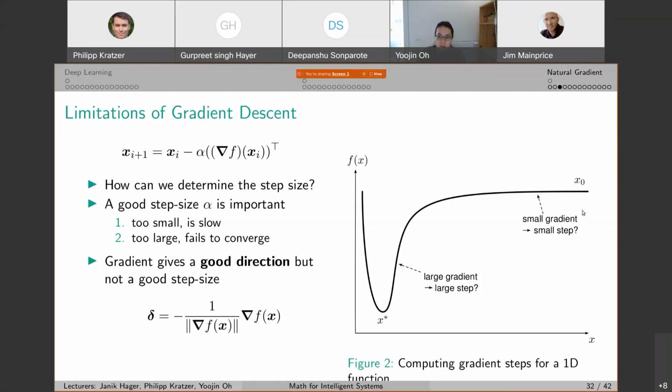Or for instance, when you have a very small gradient, you would take very small steps, and it would take a long time to actually reach the global minima. So the gradient itself would give a good direction, but not a good step size. And the simplest way then is to normalize the size of the gradient, and we rely only on alpha, the step size, to take small steps towards the global minima.